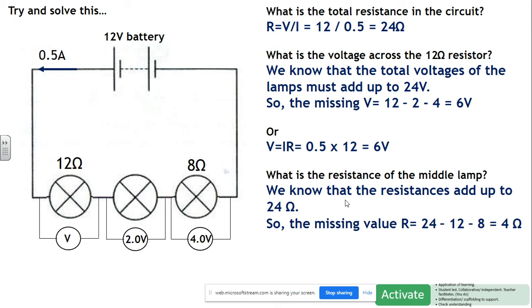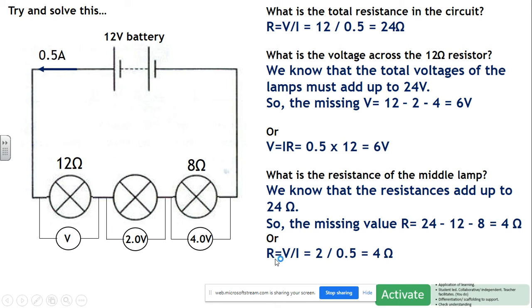Now we know that the resistances have got to add up to 24. We did that from the first question, and we've got 2 of the others, so we could work it out like that and get 4 ohms. Or we could do this. That's the way I would have chosen to do it. I'd have gone straight in for the formula, but that's me.